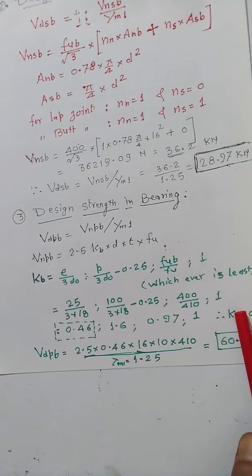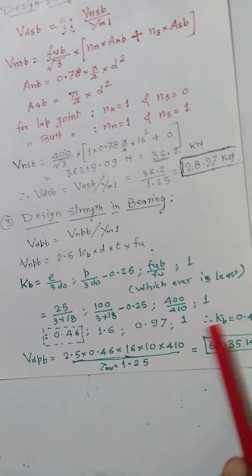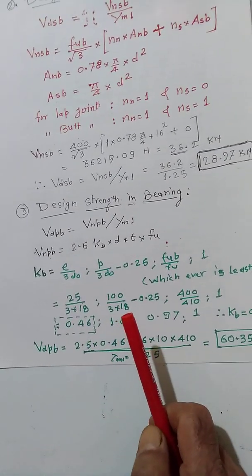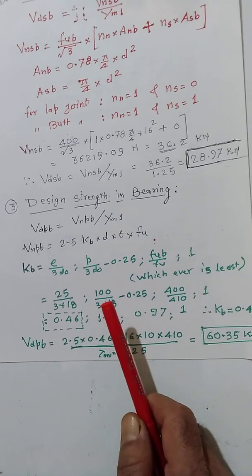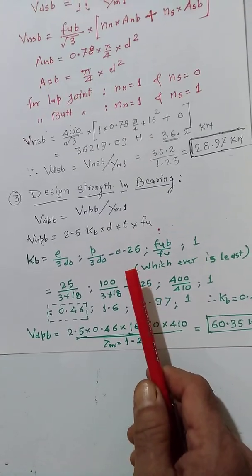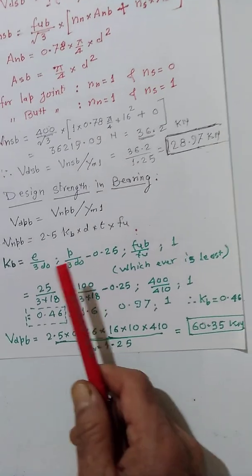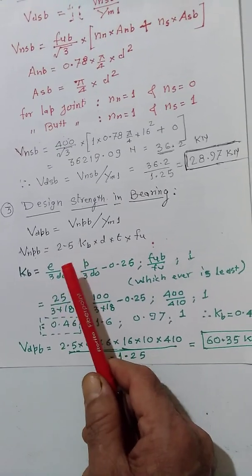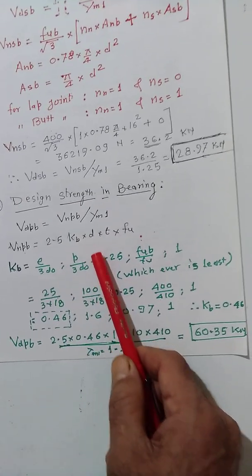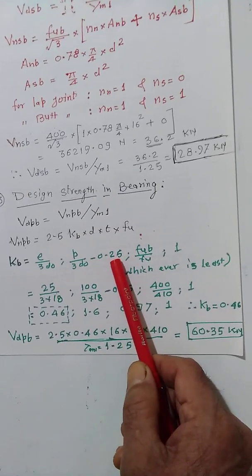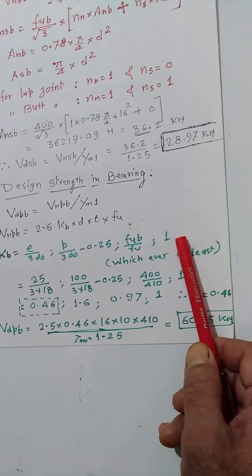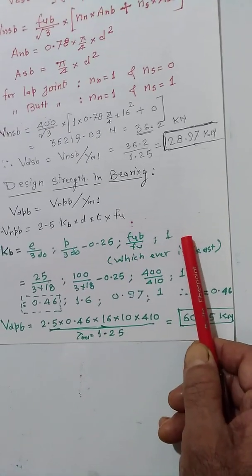What is kb? It's a constant. This constant can be calculated from 4 factors, and out of the 4 factors, whichever is the least will be taken as the value of kb. kb can be calculated with e upon 3 d0, or p upon 3 d0 minus 0.25, and fub upon fu, and 1. Substitute the values of all the 4.